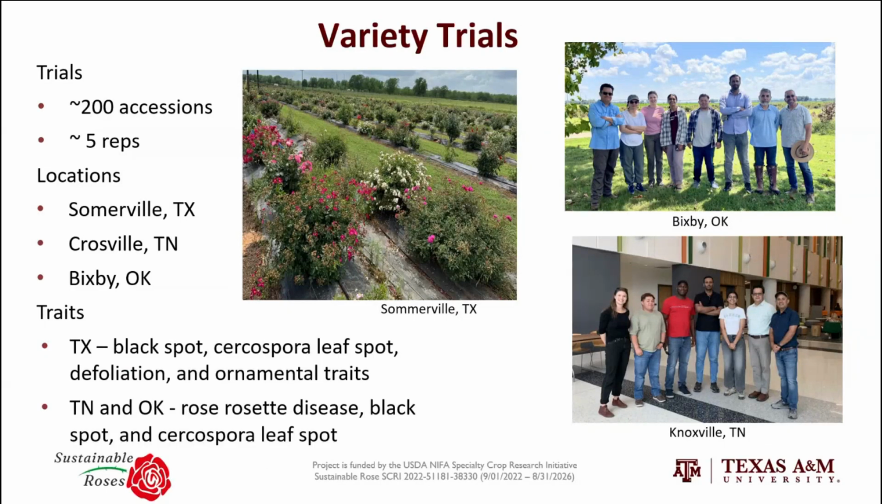In any case, in Texas, we place mostly black spot and cercospora, although we phenotype for a number of other traits as well. Some are ornamental in value. In Tennessee, mostly rose rosette disease, although we've gone there to actually do black spot and cercospora, and that's why we visited the teams in Oklahoma and Tennessee this summer. We scored for black spot, cercospora, defoliation, and flower intensity while we were visiting them. And again, it's great to see the material in other locations besides ours as well.